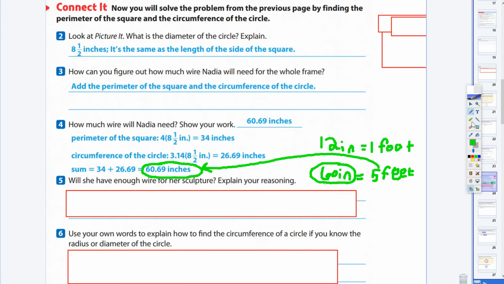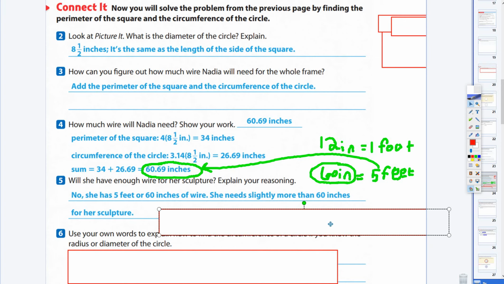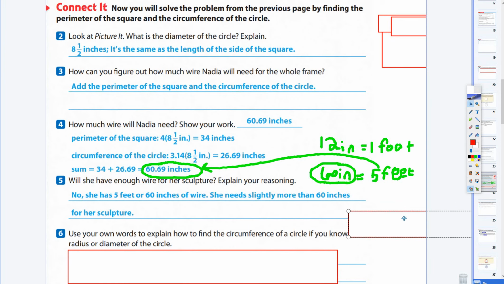Okay? So now that we did the math for you, will she have enough wire for her sculpture? And obviously explain the reasonings. We kind of explained it to you. And the answer is no, because she has 5 feet or 60 inches of wire. We just did that. So she needs slightly more than 60 inches for her sculpture.